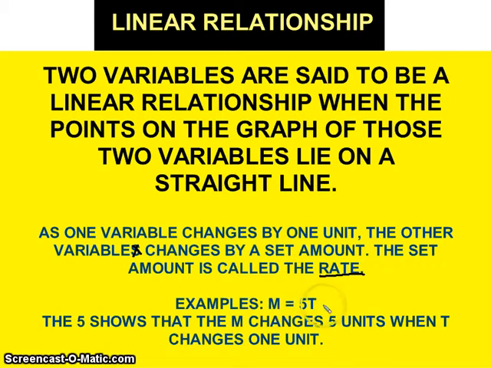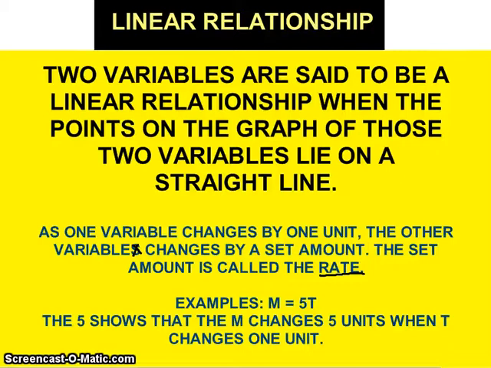The number of milliliters, 5 milliliters in each teaspoon. So the 5 shows that the m changes 5 units when t changes 1 unit. So as we add another t, we add 5 more m. Another t, 5 more m. We would get a straight line. And we're going to work with that today or tomorrow. Sorry, not today. Tomorrow. Next one. Pause it if you need to.